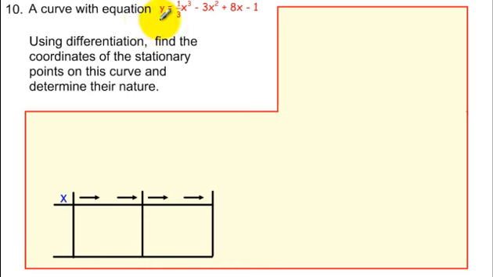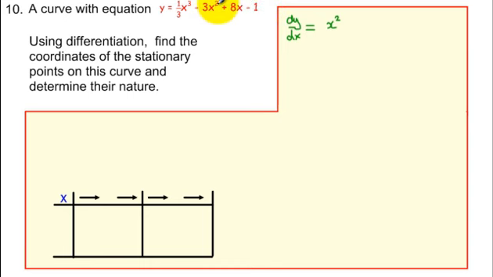We're asked to find the stationary points on this curve. Stationary points are found where dy by dx is equal to 0. So the first thing we need to do is to differentiate. dy by dx: 1/3 x cubed, multiply the 3 times a third, which just gives us 1, x to the power 2, so just x squared.